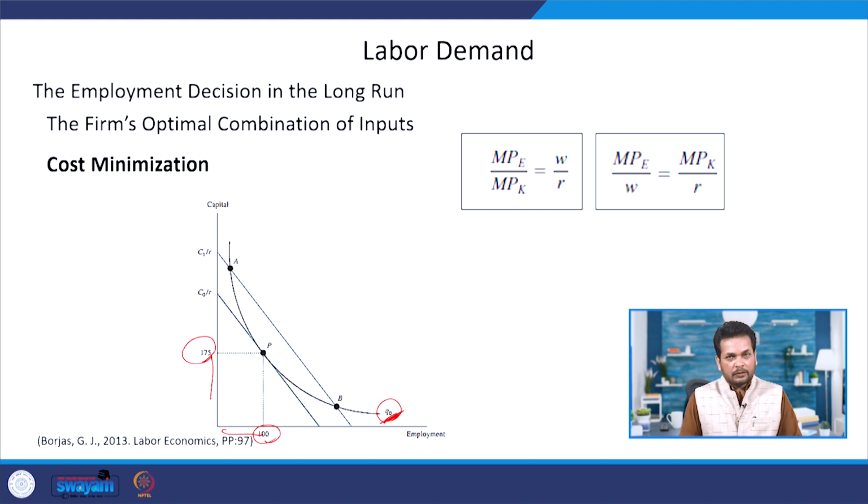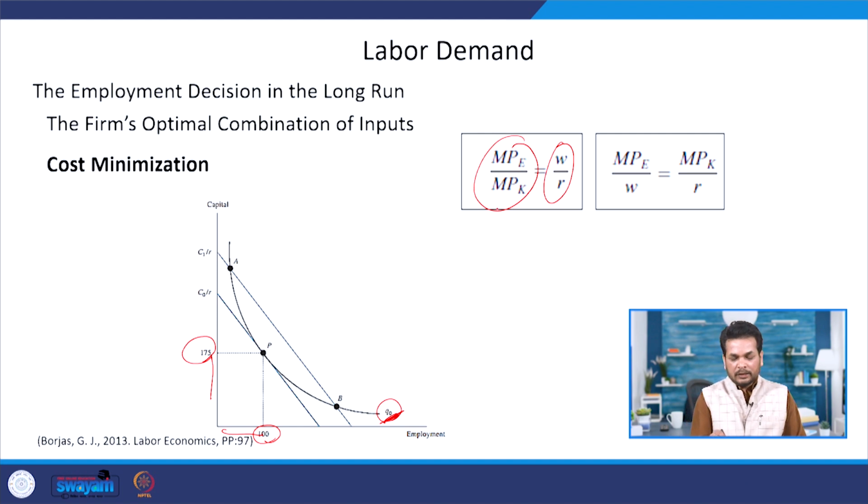So, the profit maximization condition is nothing but MPL by MPK equals W by R, or MPL by W equals MPK by R. It is nothing but the slope of the isoquant equals the slope of the isocost. MPL by MPK is the slope of the isoquant, and W by R is the slope of the isocost. The tangent point of this isocost and isoquant is the solution point for the profit maximization of the farm to produce the Q0 level of output.